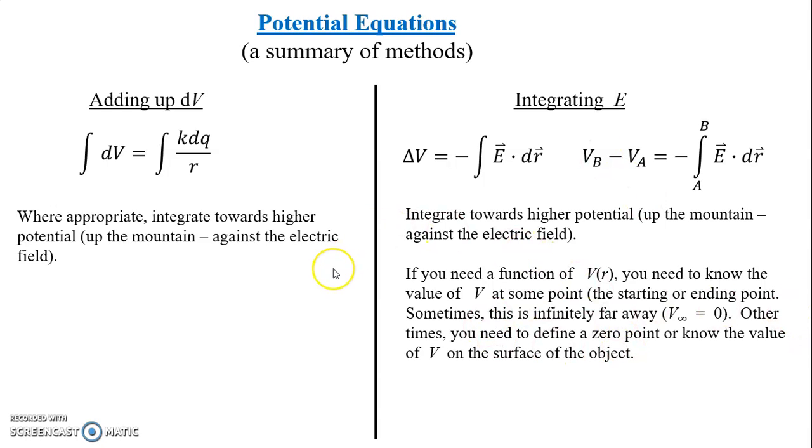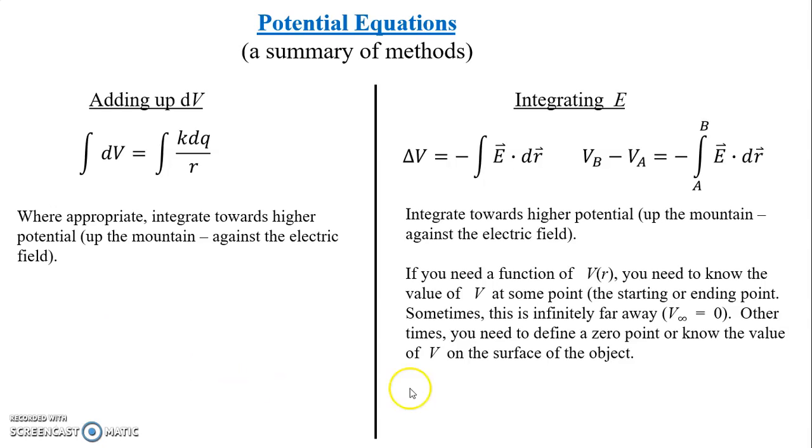Other times you need to define a 0 point, or perhaps you need to know the value of V on the surface of the object. We've done that before, for example, when we did the potential inside the insulating sphere. You had to know the potential on the surface of the sphere, and that became either VB or VA, depending on which way we're going, depending on whether there's a positive or negative charge creating the field.